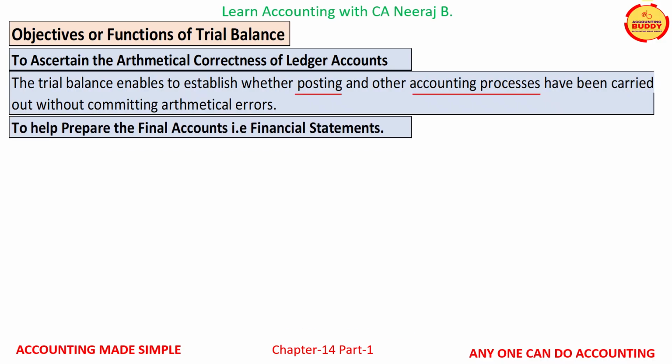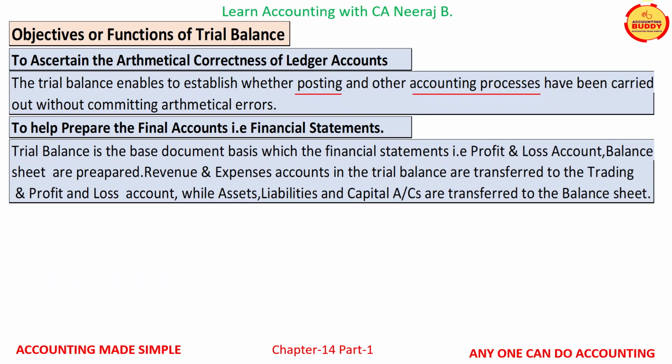Trial balance helps prepare the final accounts, that is, the financial statements. Trial balance is the base document on the basis of which the financial statements, that is, the profit and loss account and the balance sheet, are prepared. Revenue and expense accounts in the trial balance are transferred to the trading and profit and loss account, while the assets, liabilities, and the capital accounts are transferred to the balance sheet.